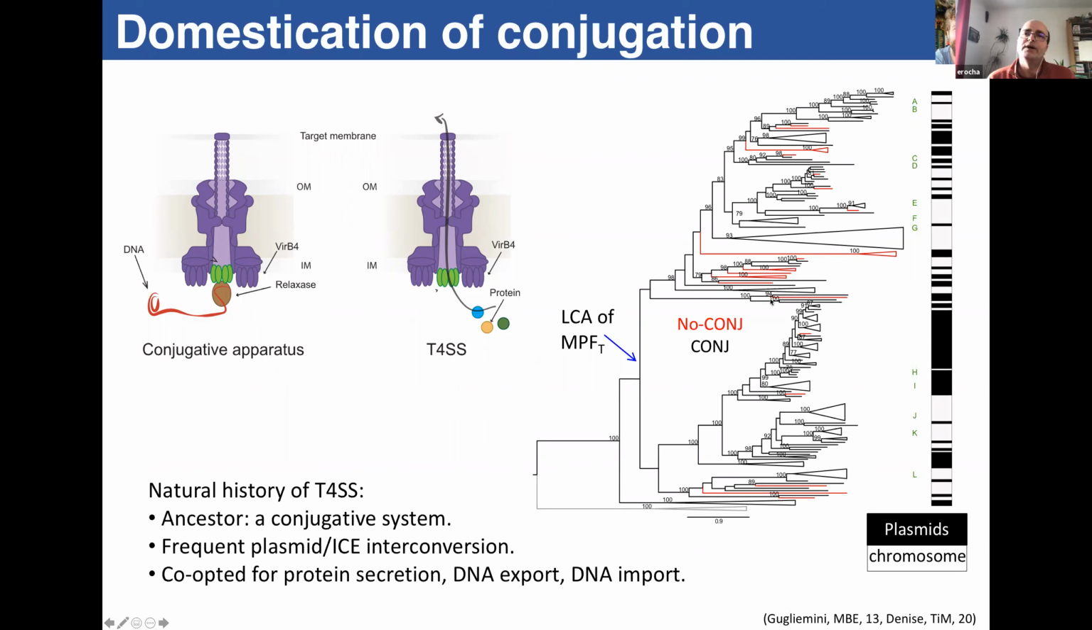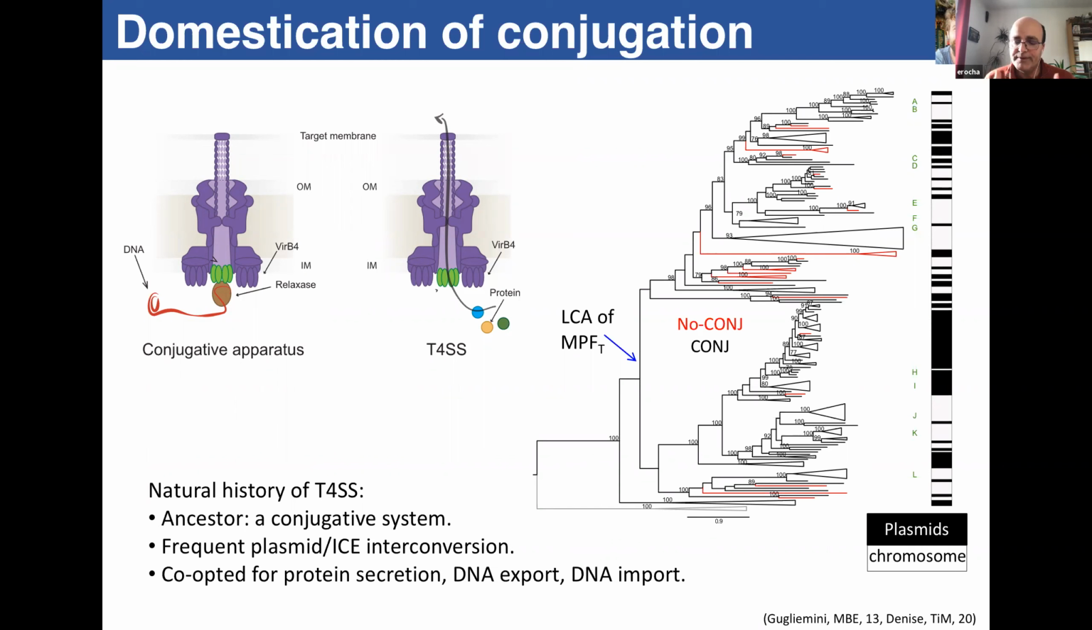If you see here on the right, I have shown you the phylogenetic tree of the MPFT, which is the most abundant type of conjugative pili that we observe in bacteria. In the ribbon, black and white represents if the element is in the plasmid or in the chromosome. Most of these elements seem to be involved in conjugation, but the branches I colored in red actually do not have a relaxase and seem to be involved in protein secretion. In some cases, this has been already demonstrated experimentally. In other cases, it's just a hypothesis.